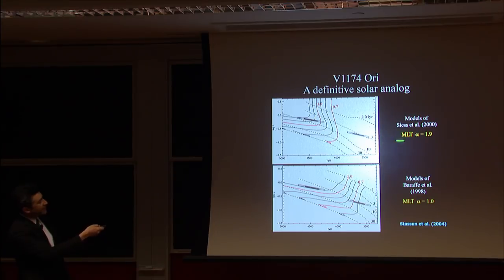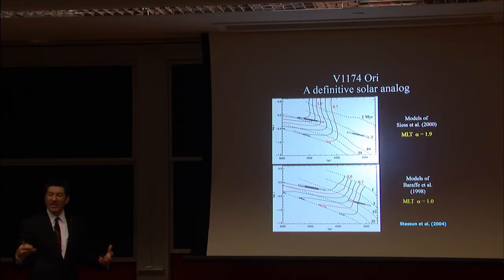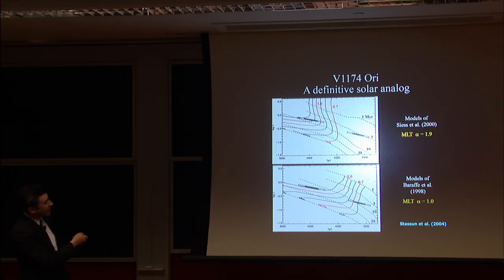So this is a standard mixing length theory, sort of alpha parameter for convection in the interior. And in this case, with a solar-like mixing length alpha of 1.9, these models are able to just about reproduce the position of the more massive star in the system, but completely miss the lower mass secondary. Whereas if we go to a much lower mixing length alpha, which is to say less efficient convective mixing in the interior, we do much better.